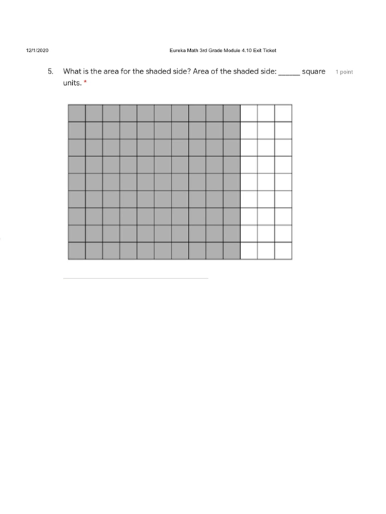Number 5 asks, what is the area for the shaded side? Okay, so let's find the length. Over here, 1, 2, 3, 4, 5, 6, 7, 8, 9. There's 9 units over here. And across the top of the shaded side, we have 1, 2, 3, 4, 5, 6, 7, 8, 9, 10. So the shaded side is 9 times 10 equals 90. It is 90 square units.